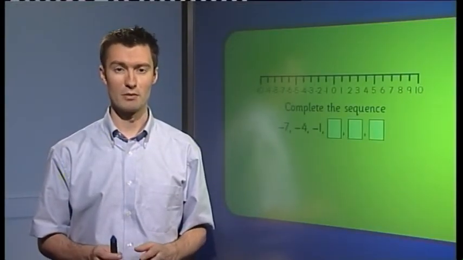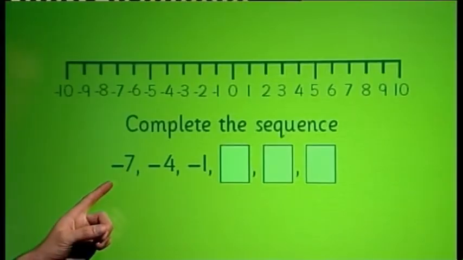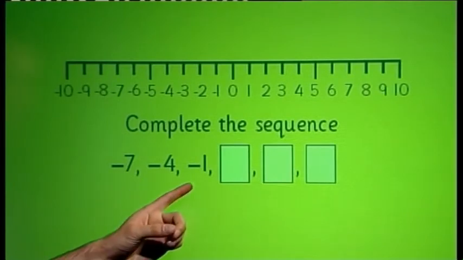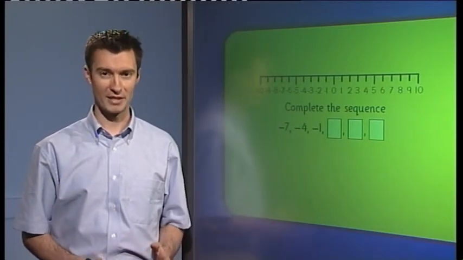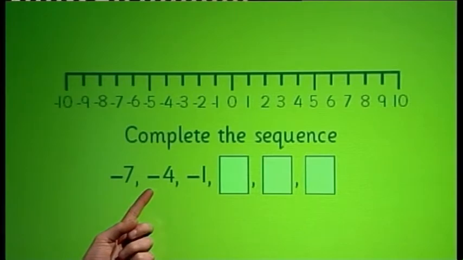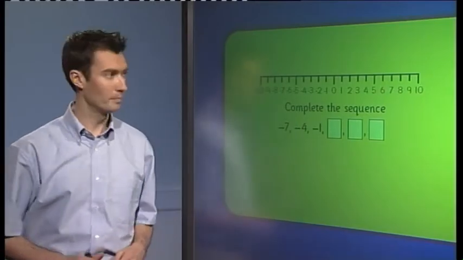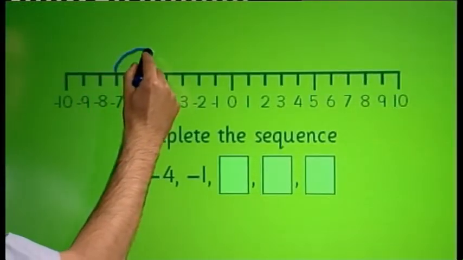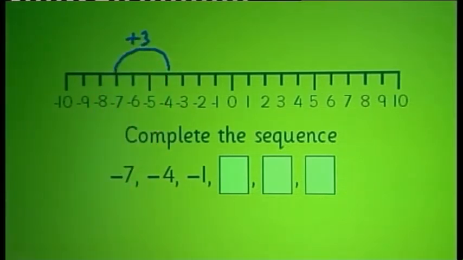Okay, now let's practice another sequence. This time though, the numbers in the sequence begin with negative numbers. They are negative 7, negative 4, negative 1. Are these numbers getting larger or smaller each time? Well, they're getting larger. Negative 4 is larger than negative 7. And negative 1 is larger than negative 4. But how much larger? Well, it's 3 from negative 7 to negative 4. And 3 again to negative 1.